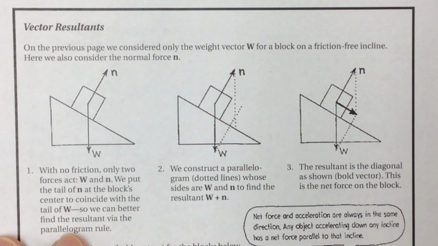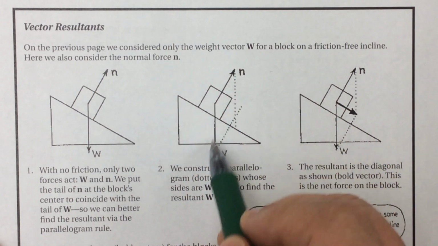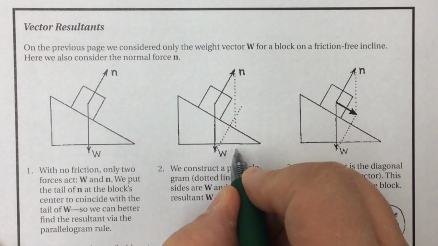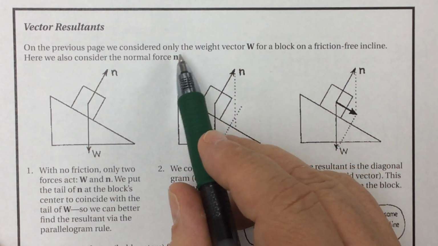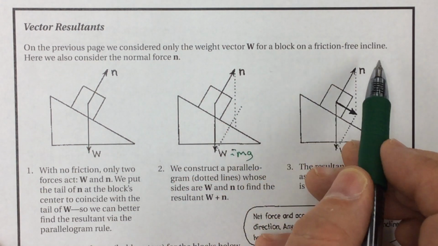Oh no, two sides? This is resultants, vector resultants. Okay, so on the previous page, we considered only the weight factor, that's W. Remember, that's mg, weight equals mass times gravity. Only the weight vector W for the block on a friction-free incline.